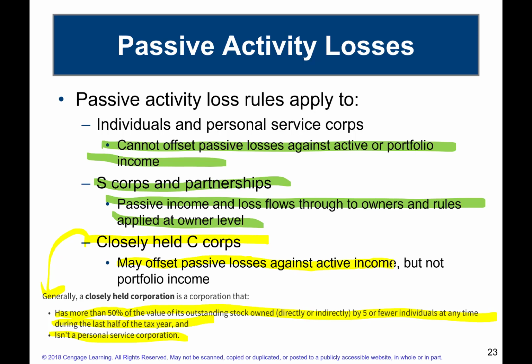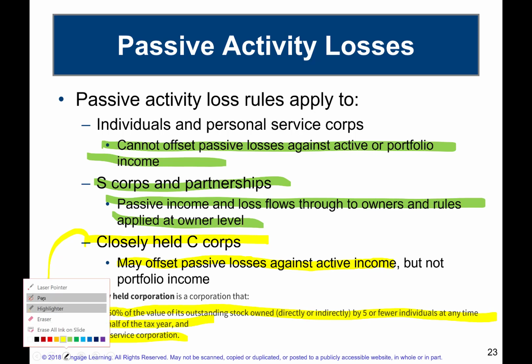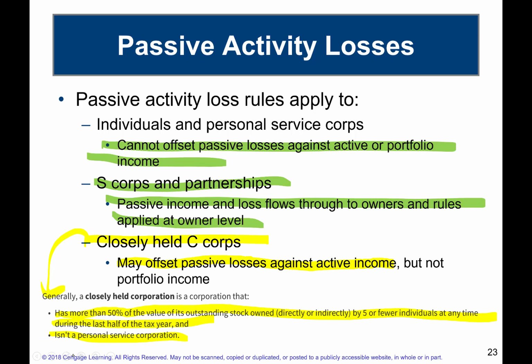So now we can go ahead and take the passive losses against active income. Individuals don't have this option, right? And then just like individuals, closely held C corporations are not going to be allowed to write it off against portfolio income. So that's just like individuals there.